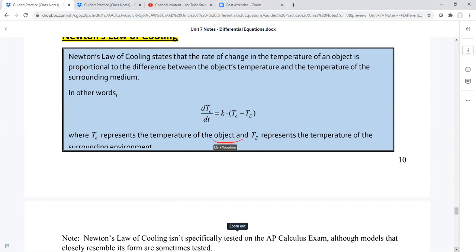So if you took a pizza out of the oven, that'd be the temperature of the object, is directly proportional to the difference in the temperature of the surrounding medium. All right, so what that means is basically room temperature. Okay, so TE, this thing right here, is the room temperature.